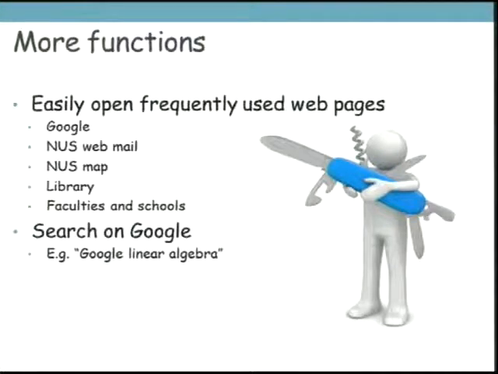Let's consider such a situation. A user is reading some posts in a forum and encounters some concepts that he is not very clear about. So the user wants to search for some information about that concept. With this application, the user will only need to press the button. For example, if the user wants to search for linear algebra, he only needs to press the voice button and say Google linear algebra. Then the result will be displayed on the screen.